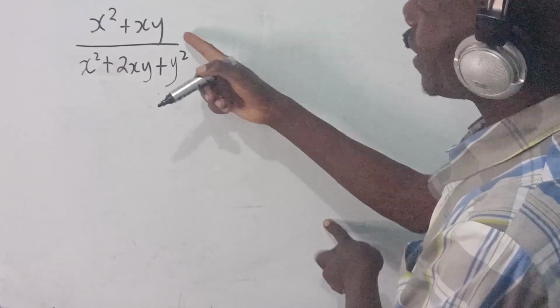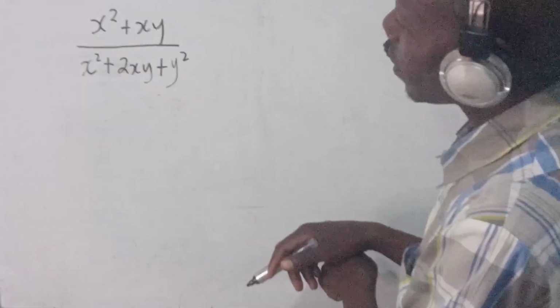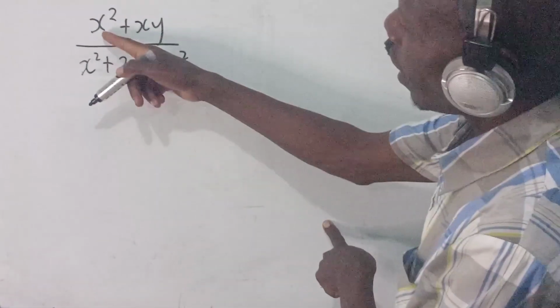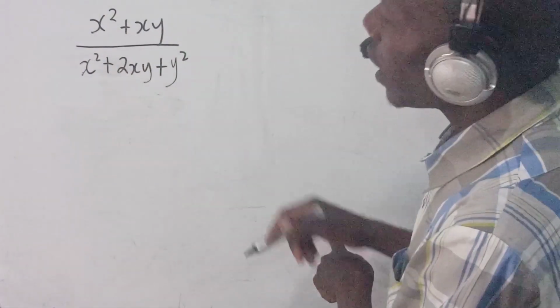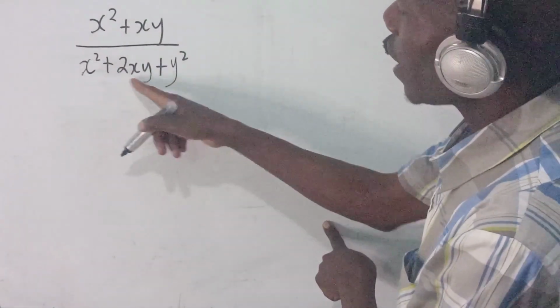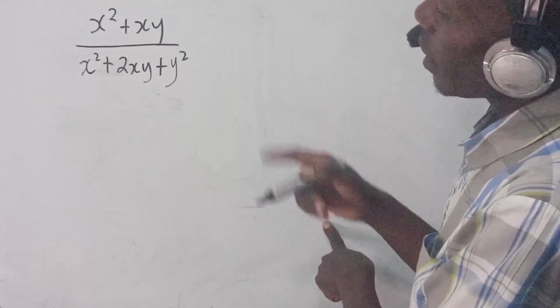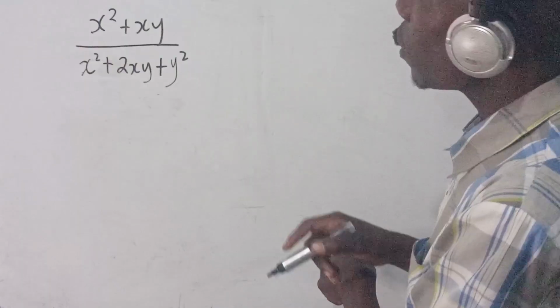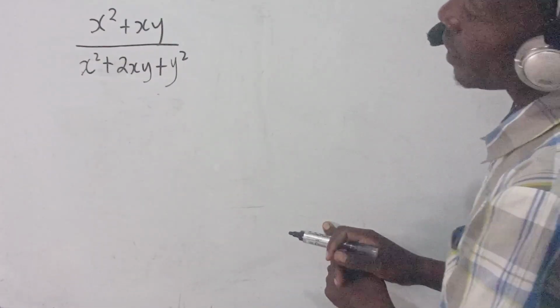Welcome to today's expression. This is an algebraic fraction. In our numerator, we have a two-term algebraic expression. In the denominator, we have a three-term algebraic expression. One thing that you'll never be told in a simple way is how to factorize the numerator part.